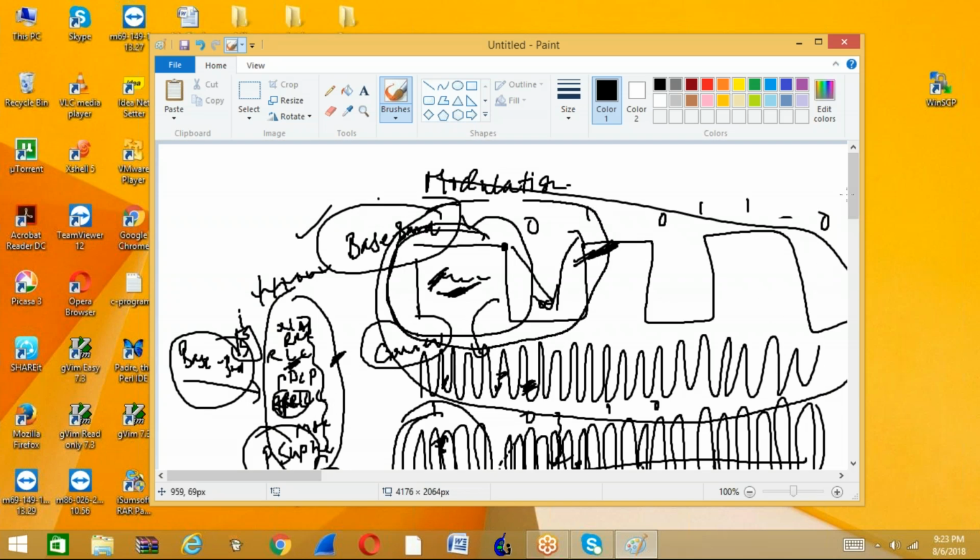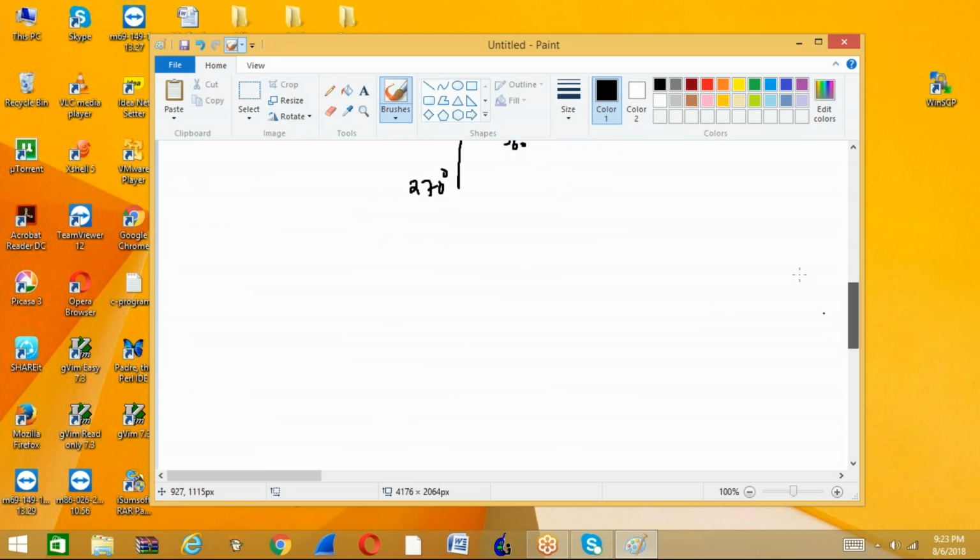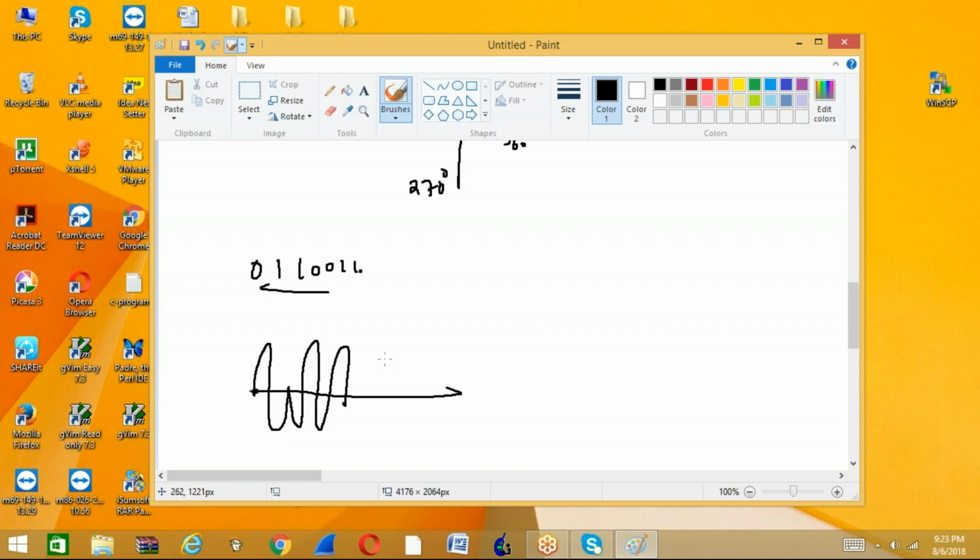But now how it is going out is these zeros and ones. For example, if I want to transmit 0, 1, 0, 0, 1, 0, 0, for every 90 degrees there will be a phase shift. For example, this is the signal, this is the cycle, right? Now for every 360 degrees there is a phase shift. This is for one cycle.